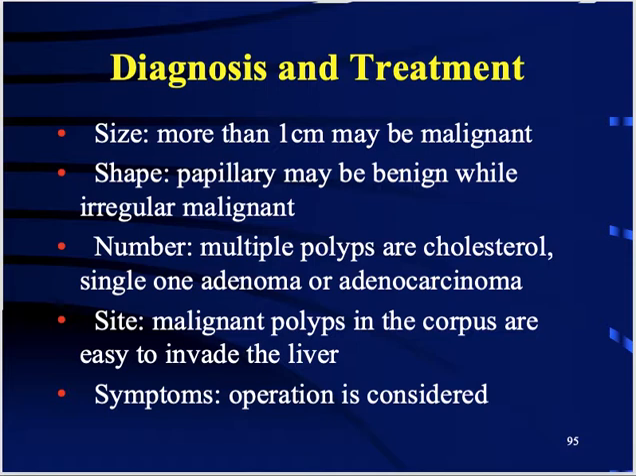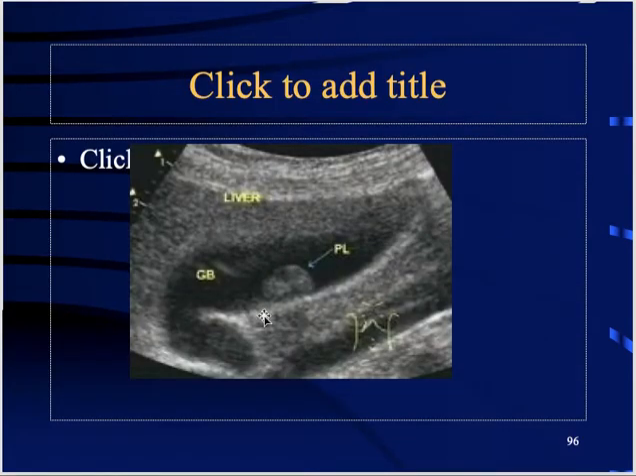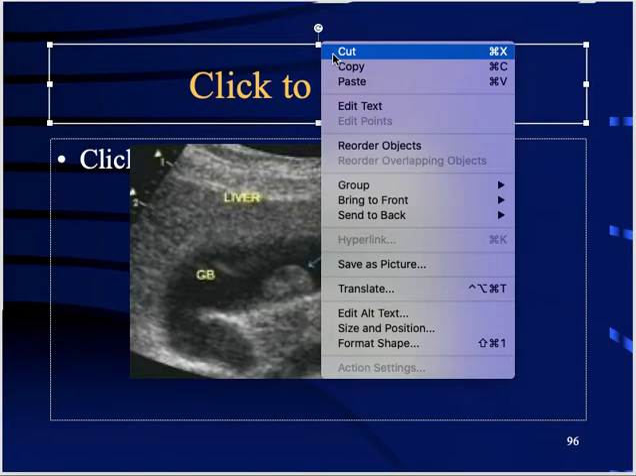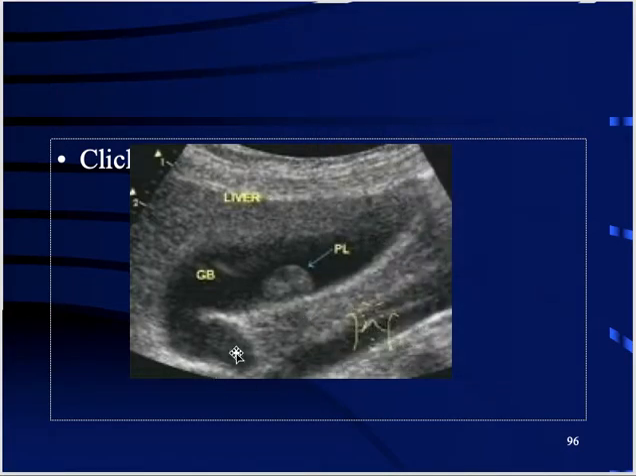And you can see over here, size more than 1 centimeter may be malignant, and shape papillary may be benign, while irregular can be malignant. And multiple polyps are cholesterol, single one adenoma or adenocarcinoma. And site: malignant polyps in the corpus easily invade the liver. And symptoms, of course, surgery is considered in that case. For example, see, this is ultrasonography, and they found a mass in the gallbladder.